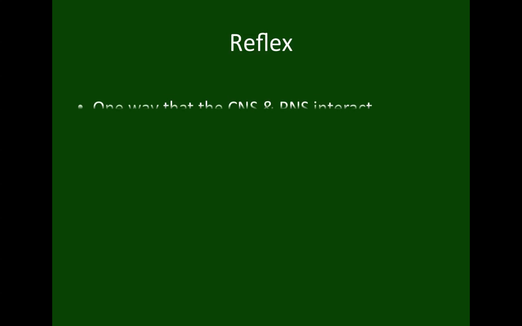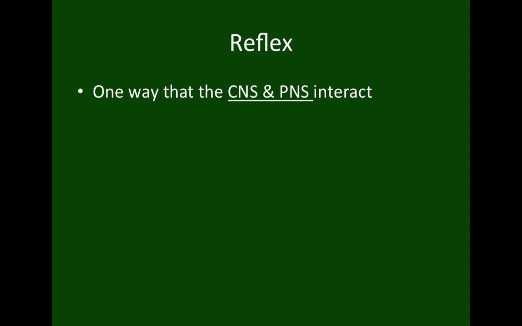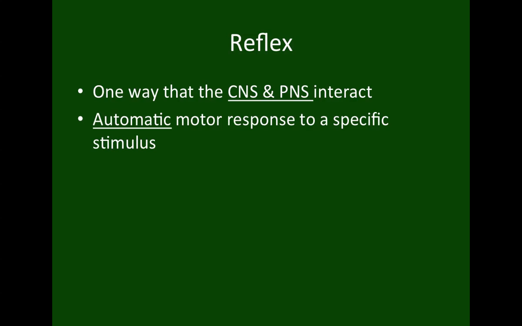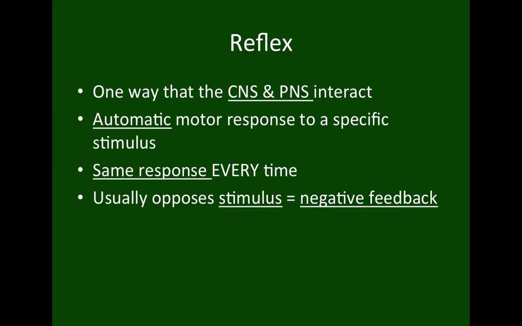A reflex is simply one way that the central nervous system and peripheral nervous system interact with each other. A reflex is an automatic motor response to a very specific stimulus. With a reflex, we get the same response every time. Now, reflexes are used as a survival mechanism, and so oftentimes the response that is generated opposes or undoes the effects of the stimulus. So this is a form of negative feedback.